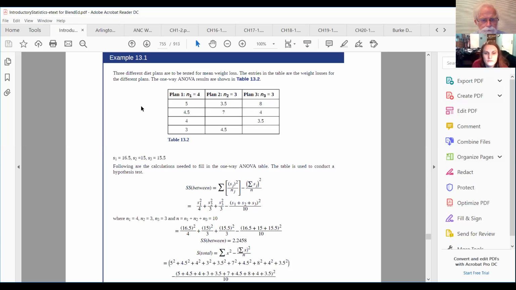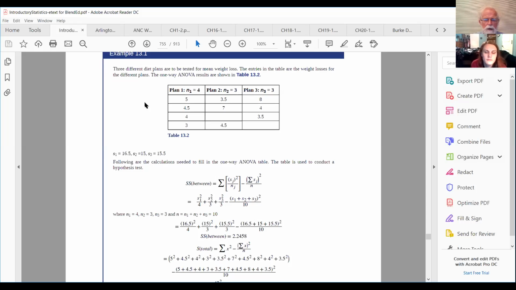So here we go, for 3 different diet plans. And we have weight losses per plan. So we've got these different groups, these different samples, plan 1, plan 2, and plan 3. In plan 1, we actually have 4 results from people. It doesn't matter if this is pounds or kilos, although if it's kilos, it's a little more significant. But these are obviously weight losses. And we have different sample sizes.